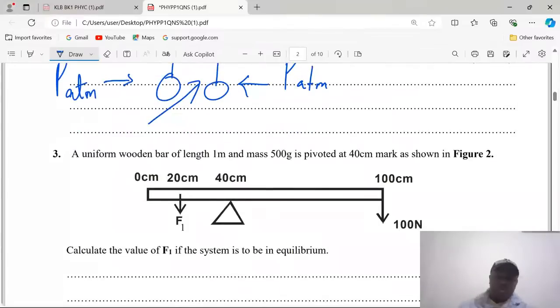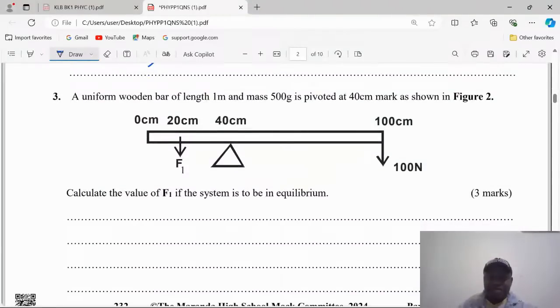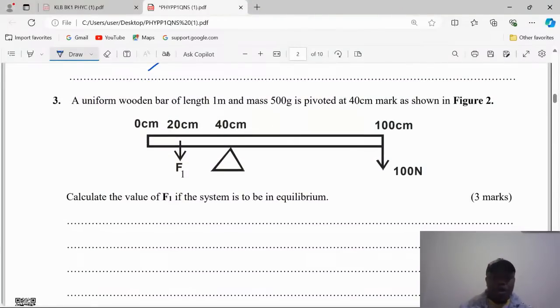Let's look at number 3, which is a question from the turning effect of a force. A uniform wooden bar of 1 meter and mass 500 grams is pivoted at the 40 centimeter mark as shown in figure 2 below. So we have a figure whereby the pivot is seen at the 40 centimeter mark. We are also seeing that there is a force F1 acting at the 20 centimeter mark. There is also another force of 100 newtons acting at the end, the 100 centimeter mark. Calculate the value of F1 if the system is to be in equilibrium.